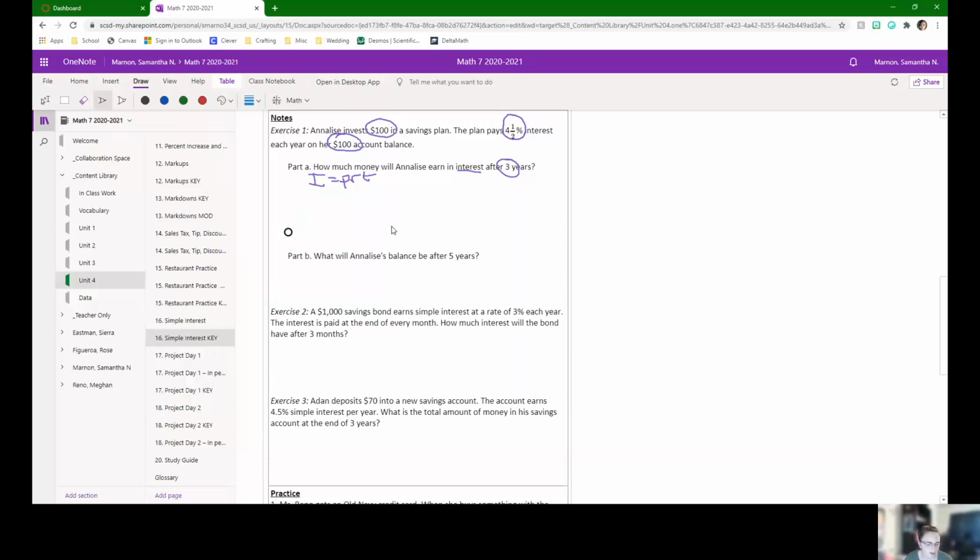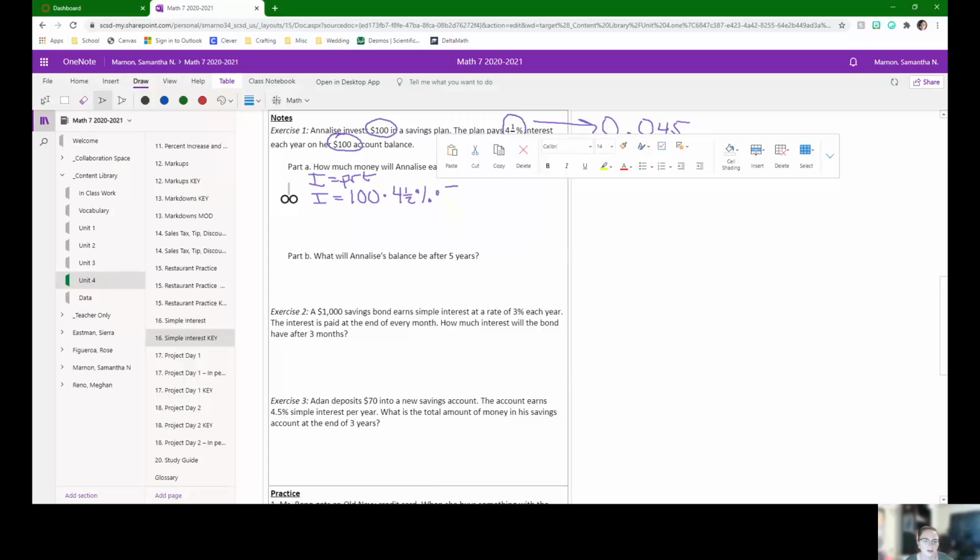Okay, so you should have tried this on your own. We're just figuring out how much she earned in interest, so we don't need the total balance. So we're going to find the interest, and it's going to equal the principal. The starting amount of money is 100 times the rate is 4.5%. So you can either write it as 4.5%. If you're using Desmos, this as a decimal is 0.045. But we can usually use the yellow calculators and just hit the percent key.